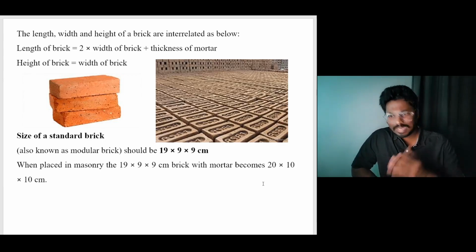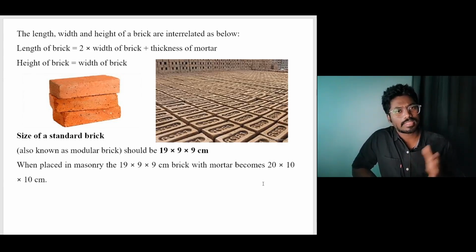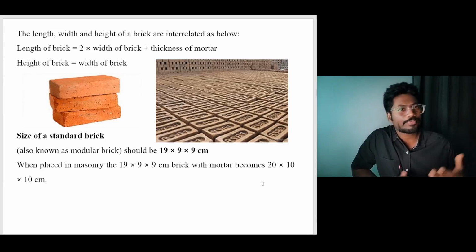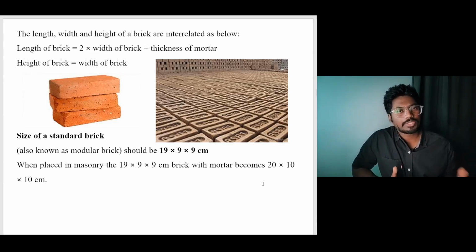And like I said, the standard size is 19 by 9 by 9 centimeters for length, width and height, but different countries have different standards, and this is very application specific as well. Different applications will demand different sizes or dimensions of that particular masonry unit.